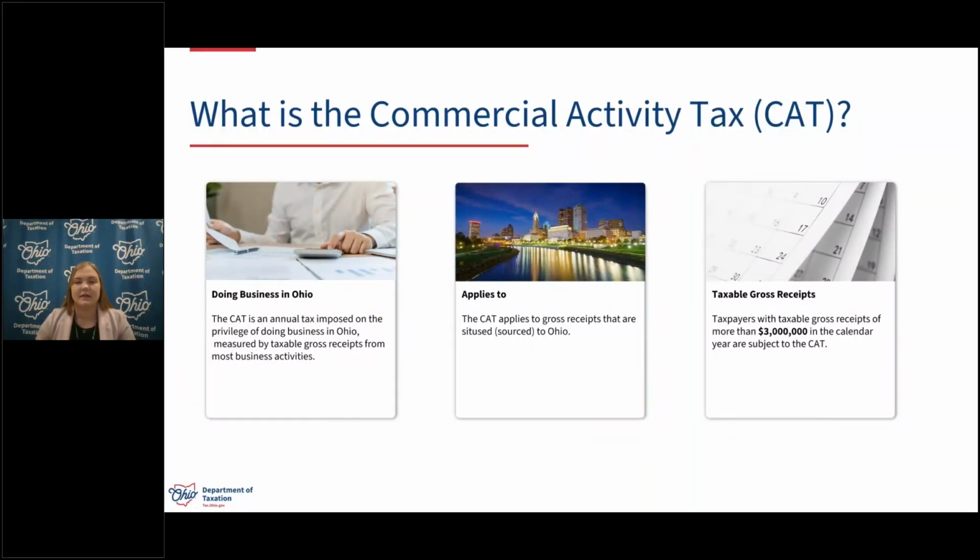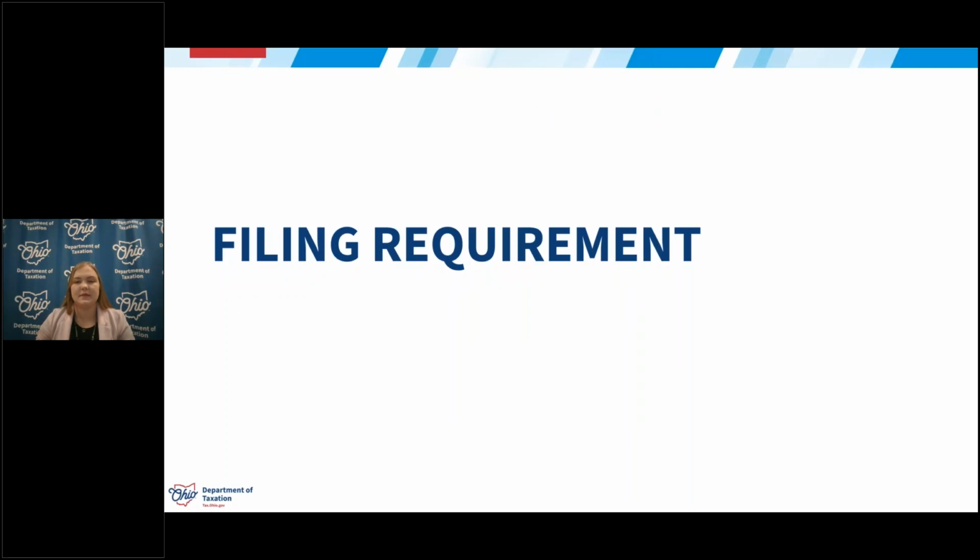So again, these are the three main criteria associated with the CAT tax: doing business in Ohio, what it applies to, and the taxable gross receipts. Now that we know what the CAT is, let's take a few moments and talk about the filing requirements. We will also go over the annual minimum tax and what has changed.